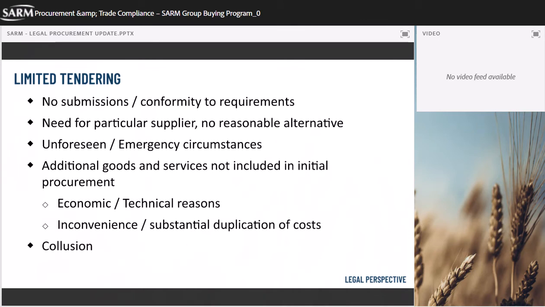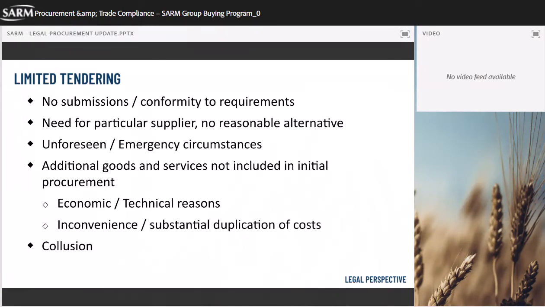Limited tendering. This is also often referred to as sole sourcing or direct sourcing. Now, the legislation allows for limited tendering, but really only in certain circumstances. So it can be when no one submits a tender in response to the open procurement, or if there are unforeseen or emergency circumstances. One instance that we saw with one of our members was a cyber breach, and the need there for speed and response time. They were able to conduct a sole source or limited tendering situation.